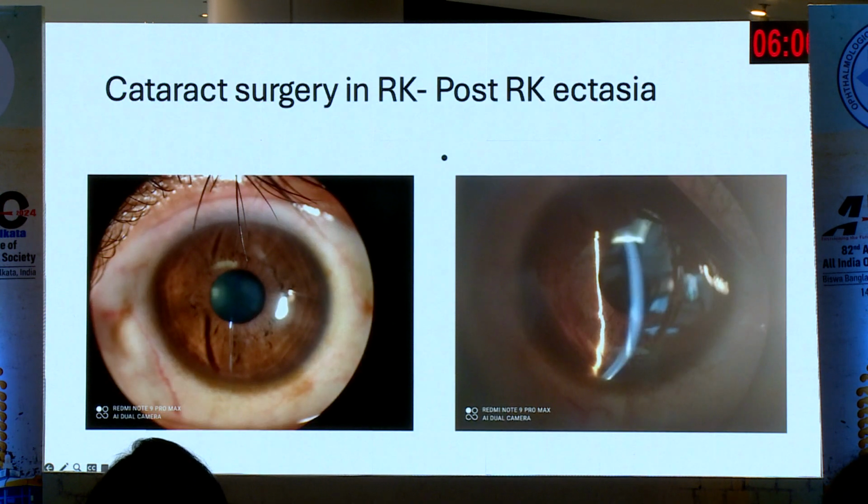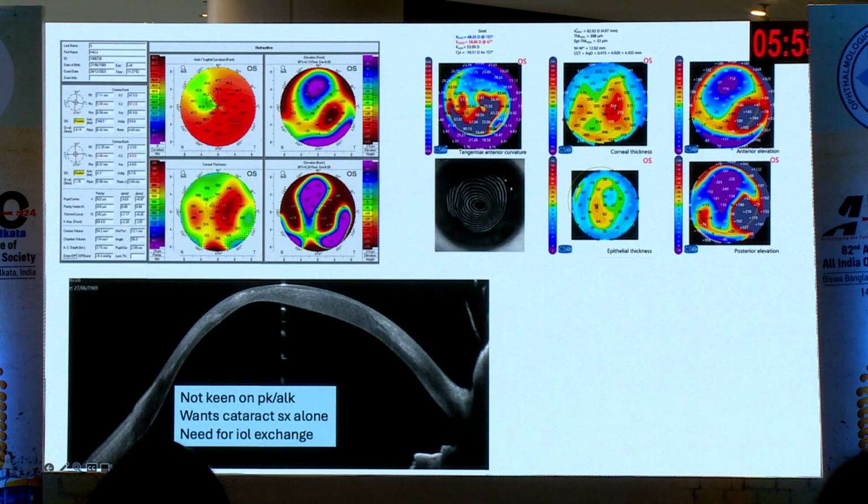Now this eye has only 4 cuts, but there is an ectasia. So now this makes calculation a lot more difficult, because the cornea is completely bizarre, and the patient is using contact lenses.